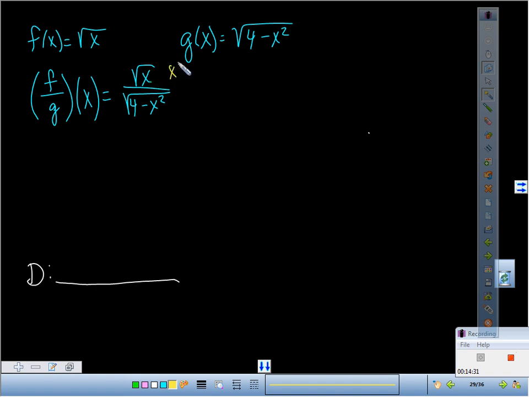That's it. X is greater than or equal to 0. What's the restriction right here? Oh, there's 2 of them. What's it going to be? X is between plus or minus 4. Right?